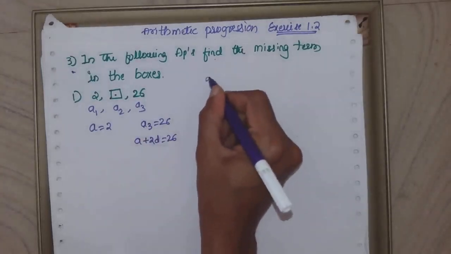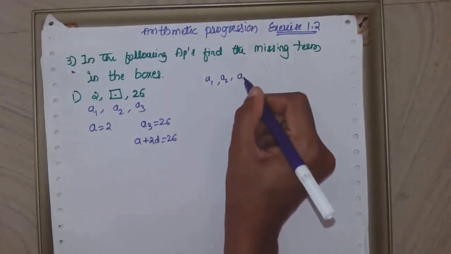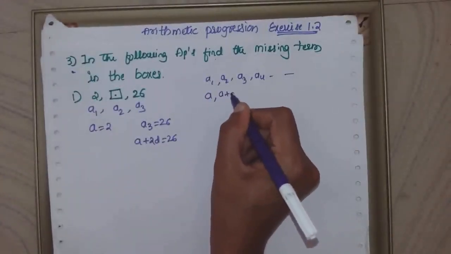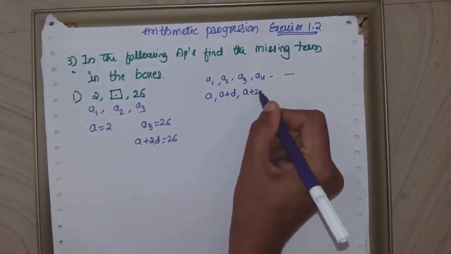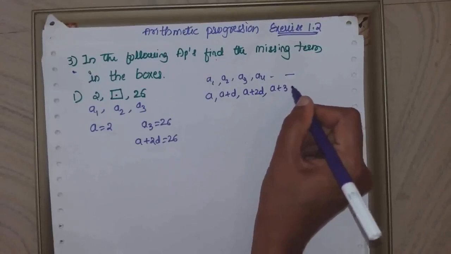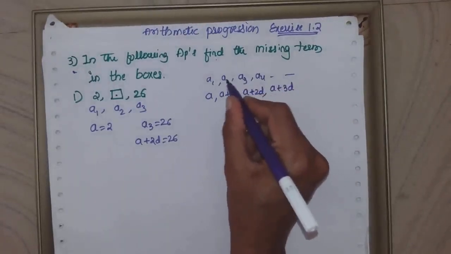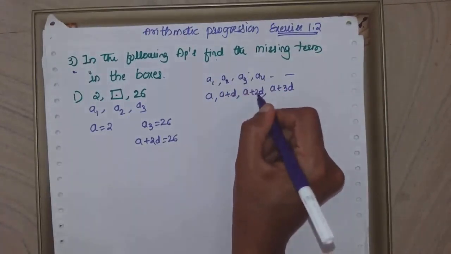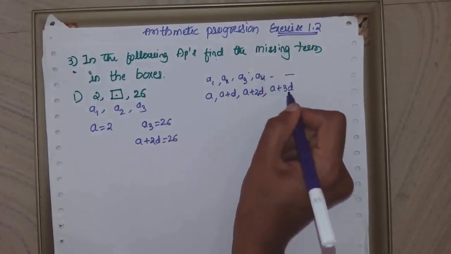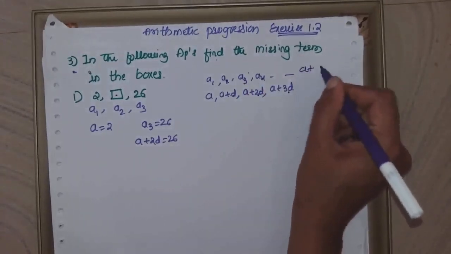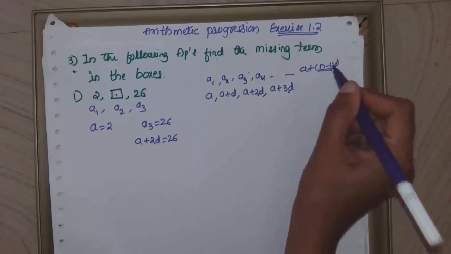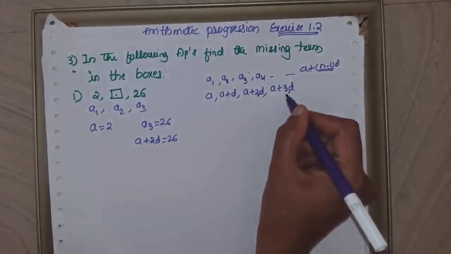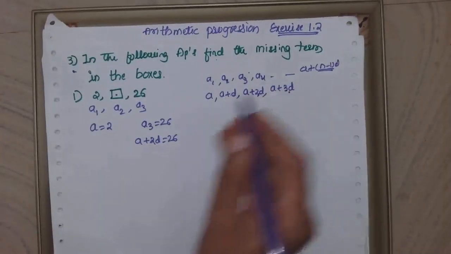Yes, we already know the general form of an AP: a1, a2, a3, a4, and so on. a1 is a, a2 is a plus d, a3 is a plus 2d, a4 is a plus 3d. For a2, 2 minus 1 is 1d; for a3, 3 minus 1 is 2d; for a4, 4 minus 1 is 3d. Yes, the formula is a plus (n minus 1) into d. Remember these terms, that is the general form of an AP.